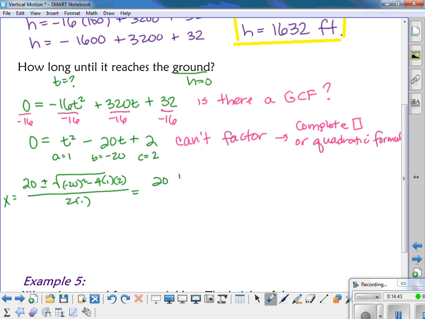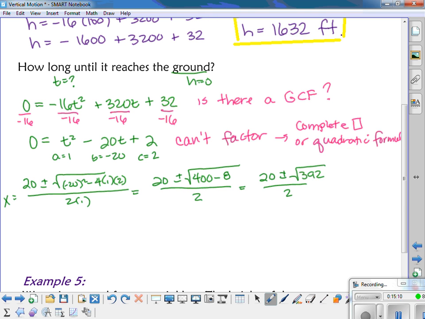Okay, have you guys figured out what negative 20 times negative 20 is yet? What's 20 times 20? 40. A little more. 400. All right, and then minus 4 times 1 times 2, so that's minus 8, all over 2. And so now we have 20 plus or minus the square root of 392 over 2.